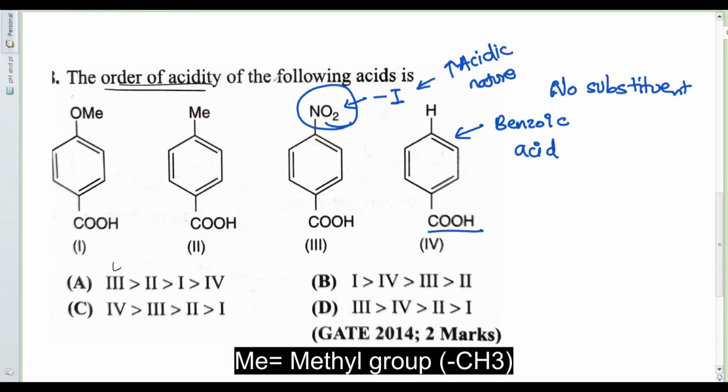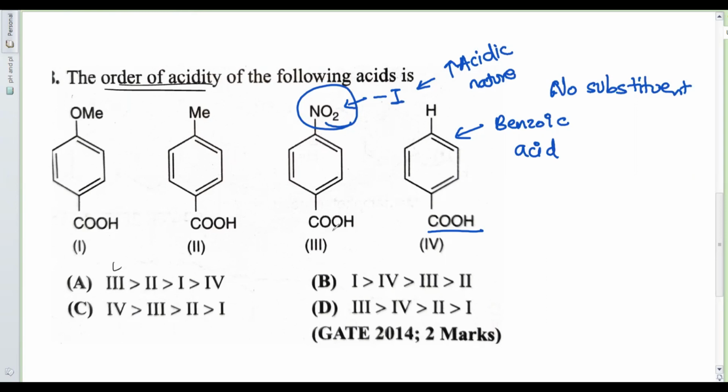And then you have these two, that is OCH3 and CH3. First, try to see that with these two, can you figure out? So the most acidic is supposed to be the third option. So straight away, you can strike off B and C options. Now, after that, you have options A and D. Now, in option A, you have 3 followed by 2.